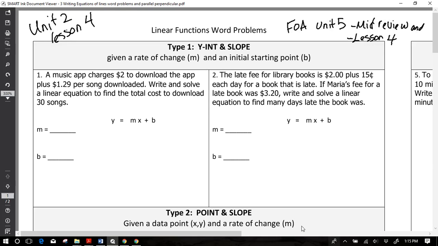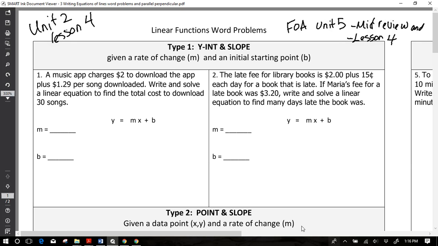Today we are going to complete Unit 2, Lesson 4. If you want to go back to last semester's videos, we did more examples of these same types of word problems in Unit 5, Lesson 4. And if you're still struggling with how to pull the information and then actually write the equations, you can watch the Unit 5 mid-review, which will help you review just the basics of writing the equation given 2 points or given a point and a slope. It's just a quick summary review.